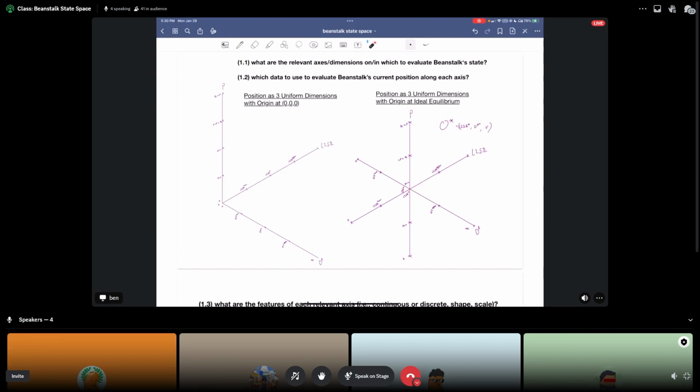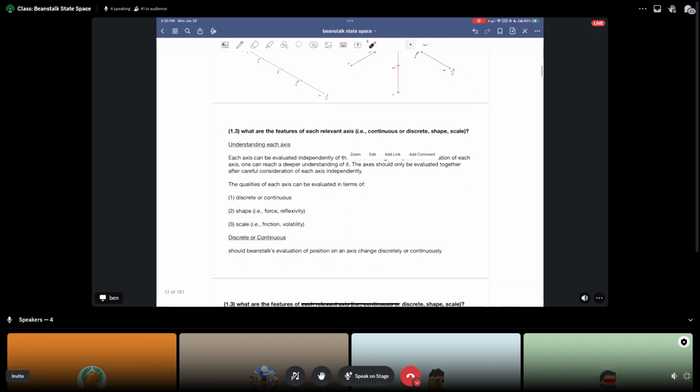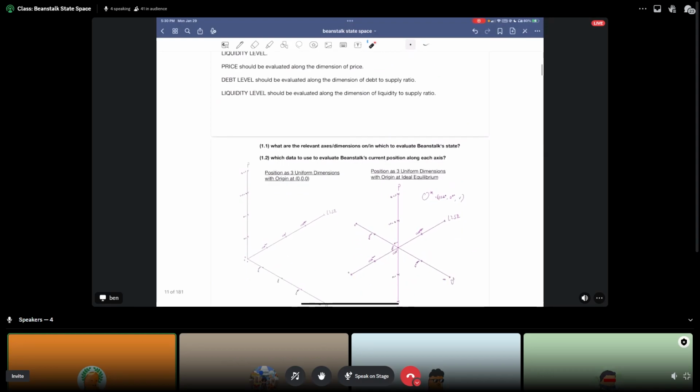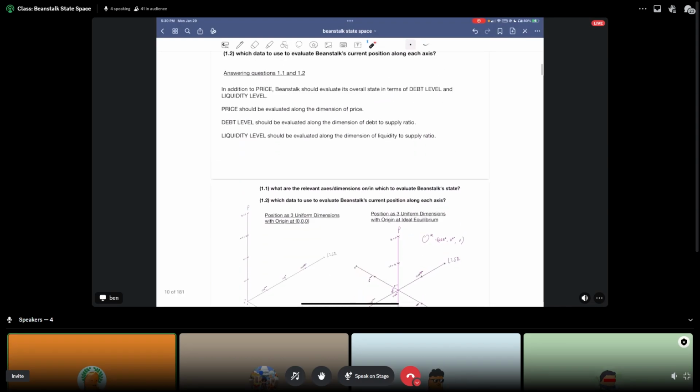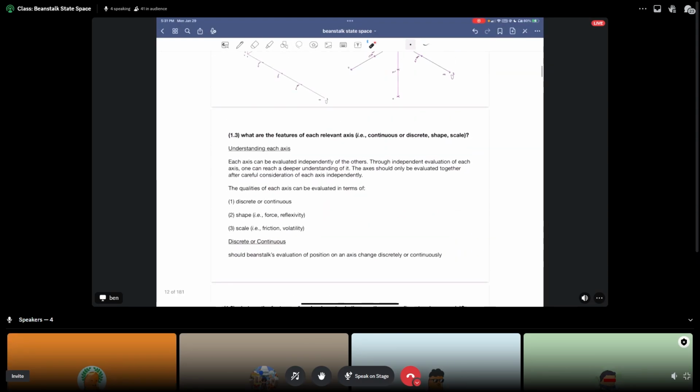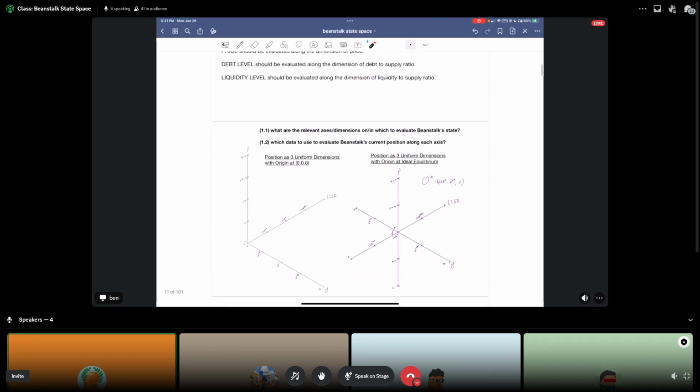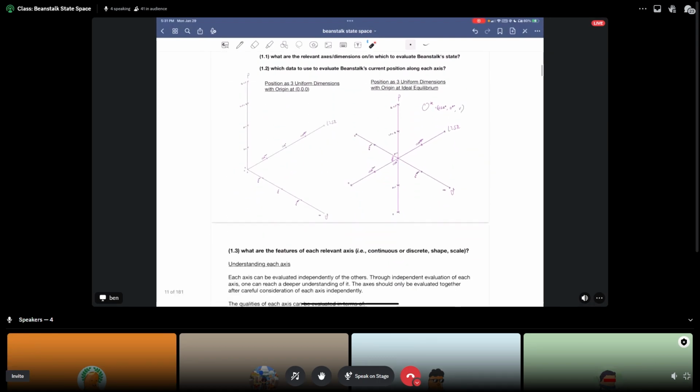Now in practice, things don't really fit into this so easily, at least to visualize. You can sort of arbitrarily say this is where it is, but it's not so easy to visualize, as we'll see. So this is more the model in which we'll be working with. Okay. 1.2 and 1.3 have been answered, which again are what are the relevant axes and what are the data to use.